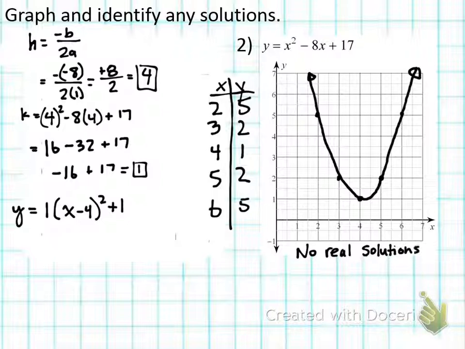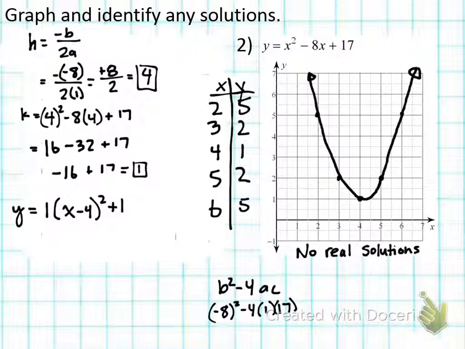Remember yesterday with the discriminant? Let's go back to yesterday's discriminant. What's the discriminant in this example? How do we find the discriminant? It'd be b squared minus 4ac. Let's just prove that there's no solutions. B squared, it's going to be negative 8 squared minus 4 times a, which is 1, times 17.